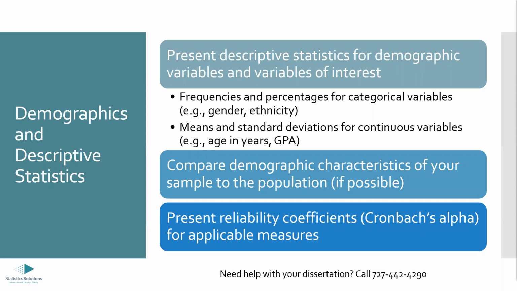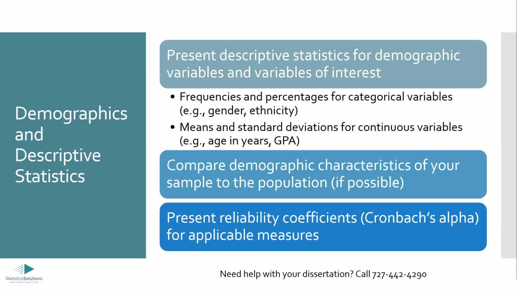So you can conduct descriptive statistics such as frequencies and percentages for categorical variables. So examples of categorical variables would be things like gender and ethnicity. And then you can compute things like means and standard deviations for continuous variables. So a continuous variable would be something like someone's age in years or grade point average.